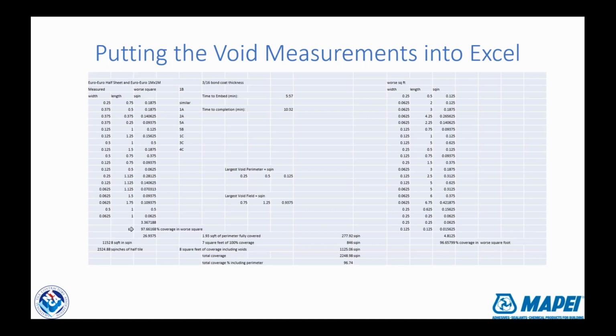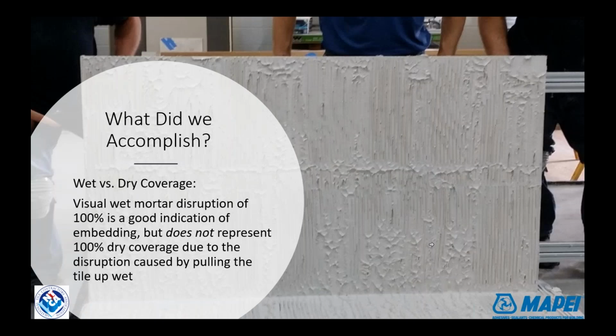So in all those installations, our average was 97% coverage in the worst area. Same thing over here, and we had 96.65 coverage after measuring it all. So really, we got a pretty good comfort level with where we wanted to go with coverage and how to achieve the best coverage. What else did we learn?